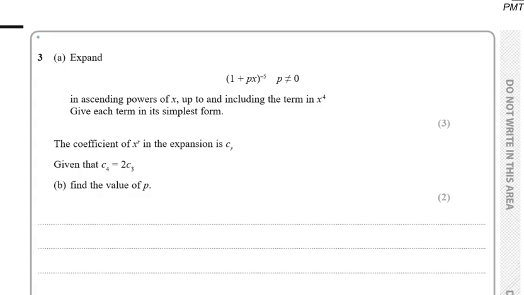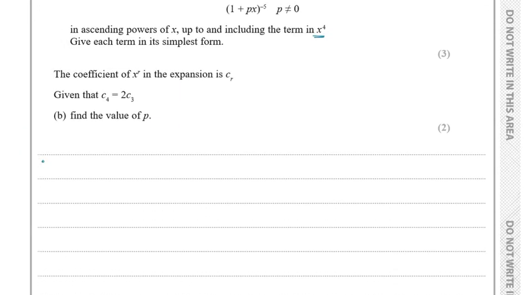Hi everyone, this is question number 3 of June 2020 paper 2. Part A says: expand (1 + px) to the power minus 5 in ascending powers of x up to and including the term x to the power 4. Give each term in its simplest form.